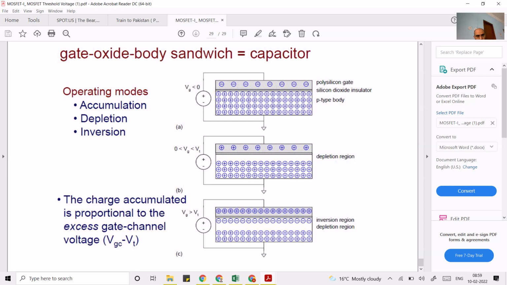So this discussion is about the threshold voltage formation, and we will start the next class from here, because in the next class we will discuss how to derive the drain current: what the amount of drain current which will flow is, and on what phenomena this drain current depends. We will see that in the next class.